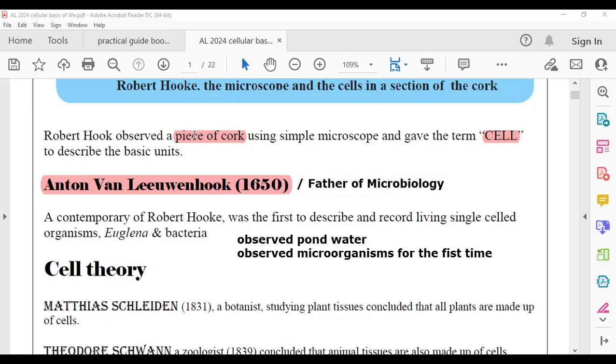Could you please mark them down? Marked it?